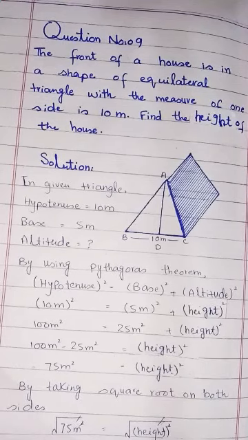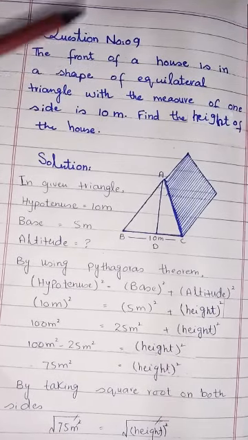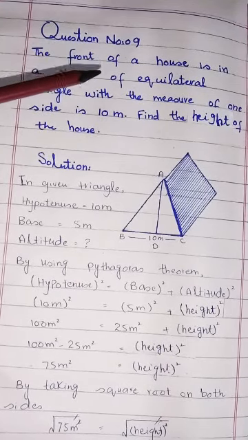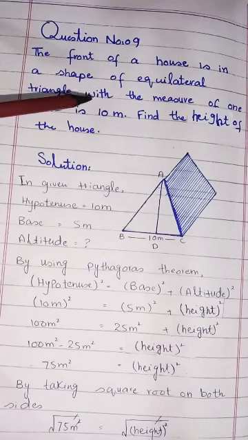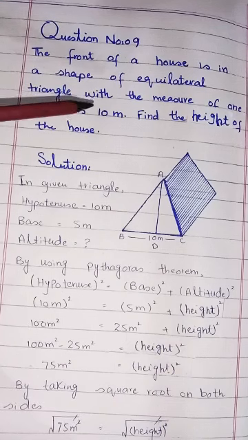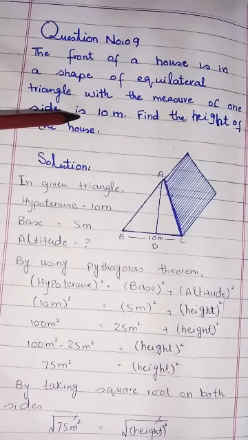Students, first of all, we have to know what an equilateral triangle is. An equilateral triangle is a kind of triangle which has 3 equal sides. It means the measurement of all 3 sides must be the same. Then this type of triangle is known as an equilateral triangle.